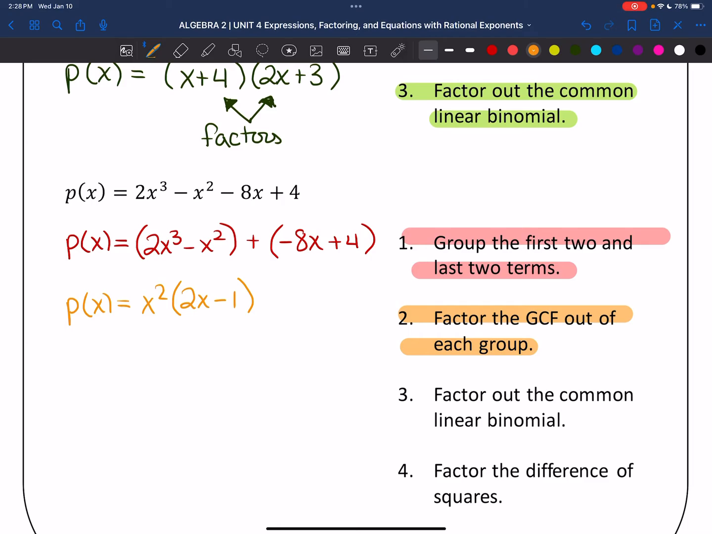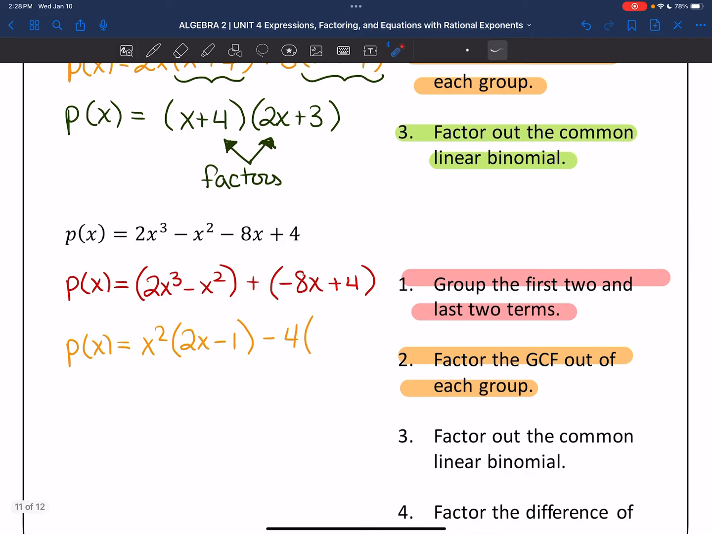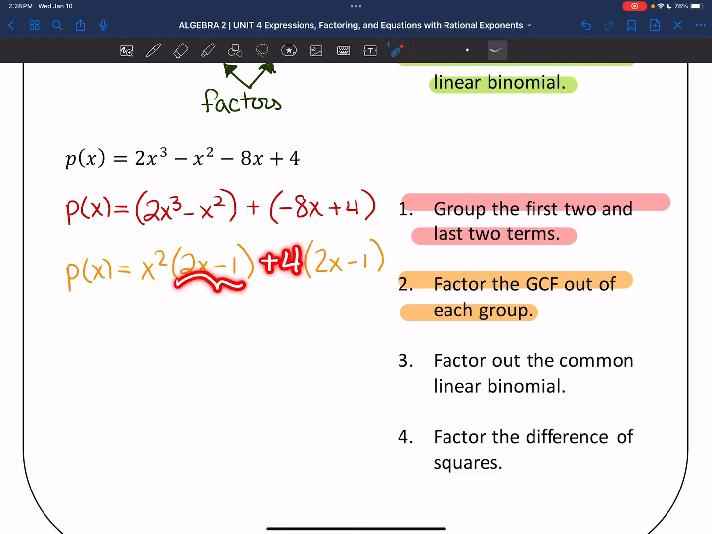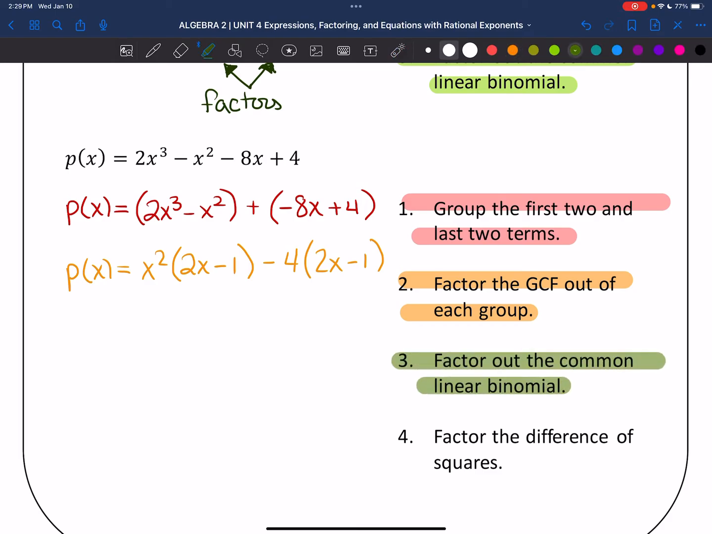From that second group, what I could divide out is a negative 4. And I'm doing that strategically because if I take my negative 4 times, what would it need to be? It would need to be a 2x. My negative 4 would need to multiply with a negative 1 to give me what I had above, a positive 4. I did that strategically because if I would have only factored out a positive 4, this guy and this guy would not have matched, and I would have been stuck and unable to complete this next portion, which is what we want to do.